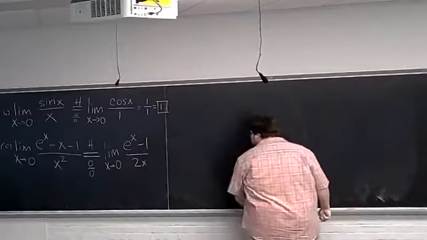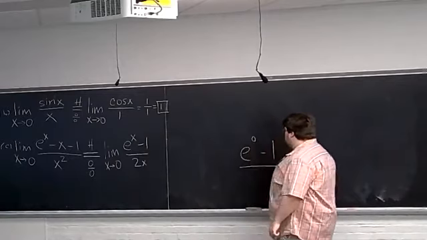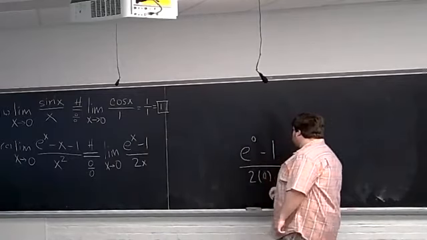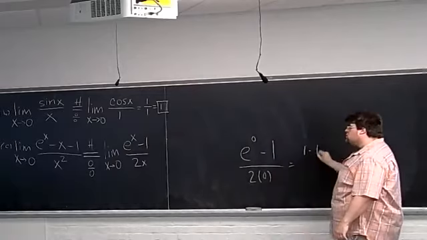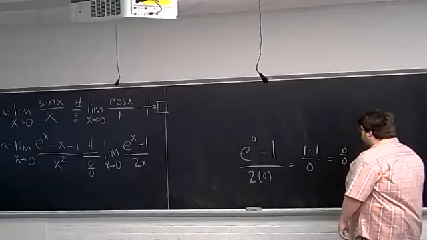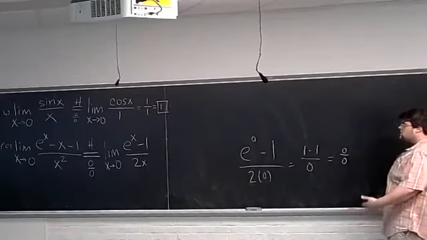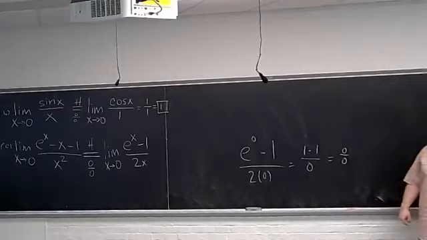Well, let's see what happens when we substitute here. We get e to the 0 minus 1 over 2 times 0. E to the 0 is again 1, and 1 minus 1 is 0. So in this next limit, we got another 0 over 0. But we can apply L'Hopital's rule a second time.